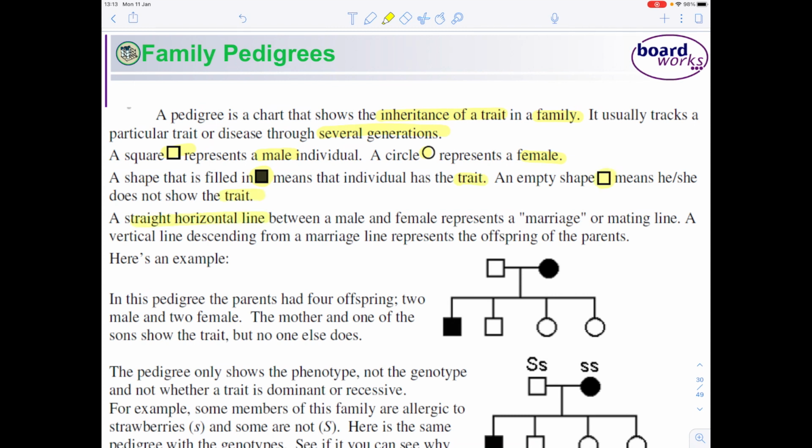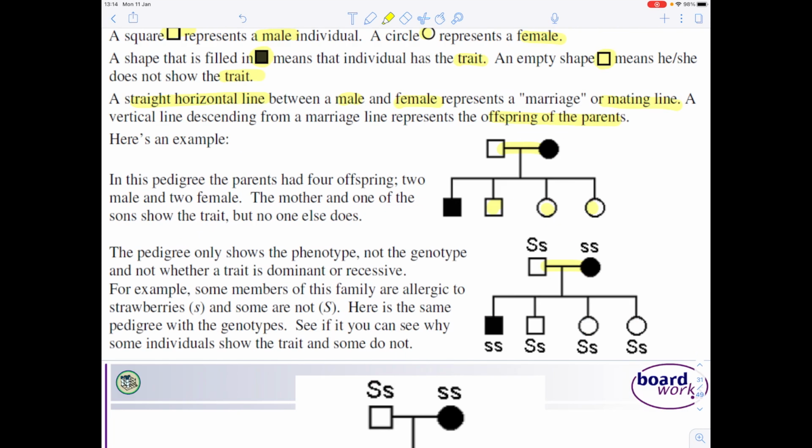The straight horizontal line between the male and the female represents a mating line. So we're talking about this line here or here. And then a vertical line descending from that line represents the offspring. So we can see in this first example that they have 4 children. 2 of those children are male, 2 are female, and notice that the mother up here and the firstborn son over here have the particular trait. It's important to notice that the pedigree only shows the phenotype, not the genotype, so we're looking at the trait.